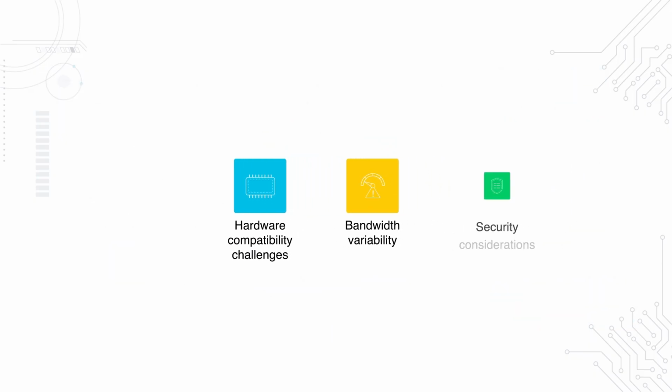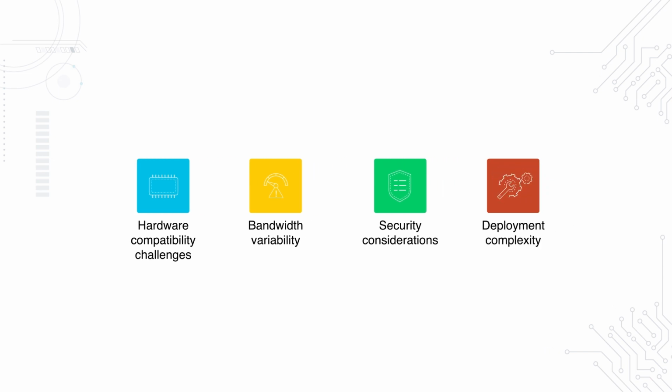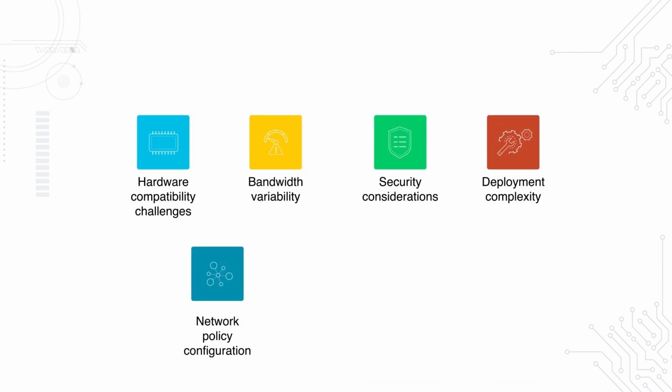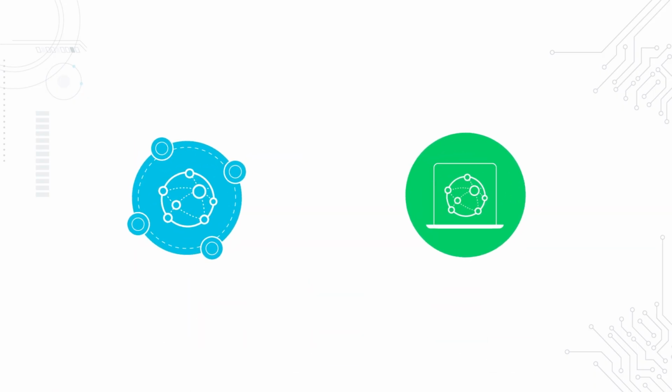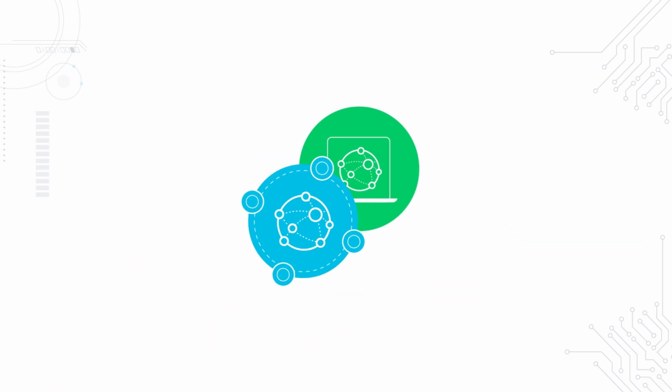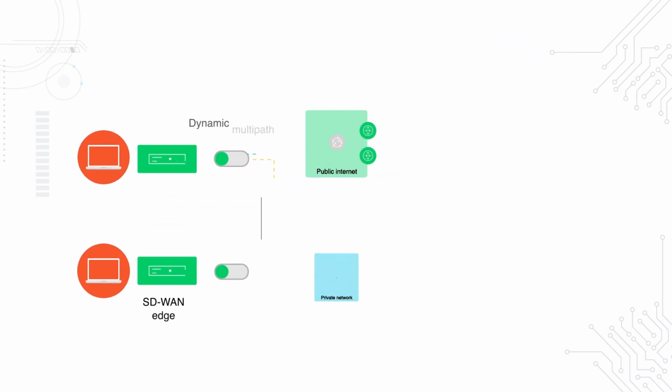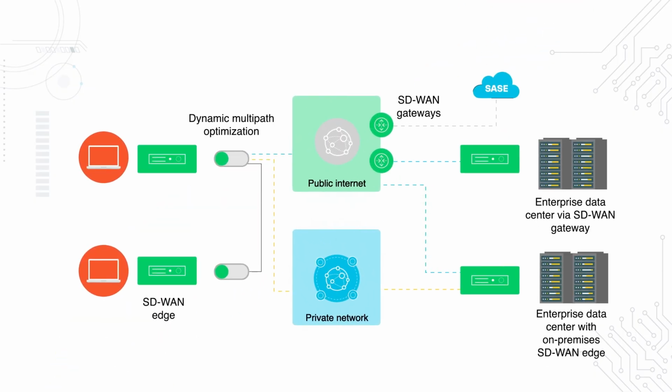Common migration challenges include hardware compatibility issues, bandwidth variability, security considerations, deployment complexity, network policy configuration, skill gaps in network teams, and monitoring and visibility. For organizations looking for a middle ground between MPLS and SD-WAN, hybrid SD-WAN can be a worthwhile option, where MPLS is retained for high-priority applications, while SD-WAN manages less critical traffic, optimizing cost and performance.